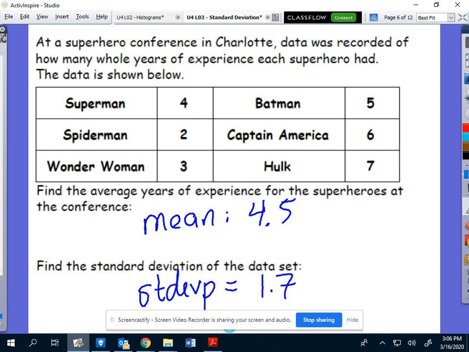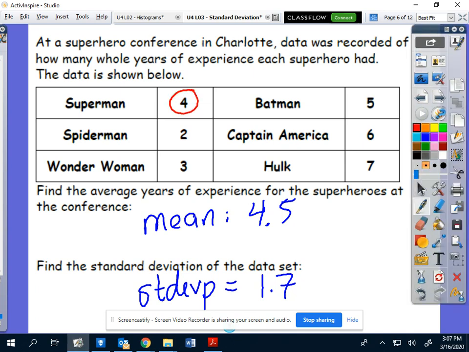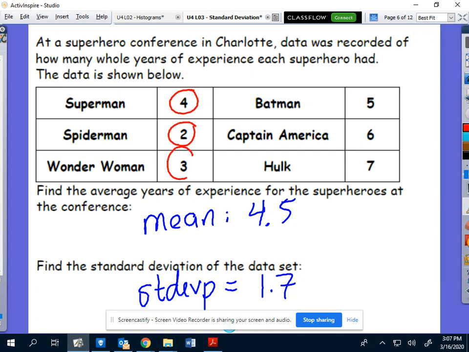So what I want to do now is actually look at some values here. So I've already got some information on my screen. We're going to do a superhero conference here in Charlotte, and these are the number of years of experience. We just made up some stuff here for our different superheroes. So Superman has 4 years of experience. Then Spider-Man 2, Wonder Woman 3, so on and so forth, right?